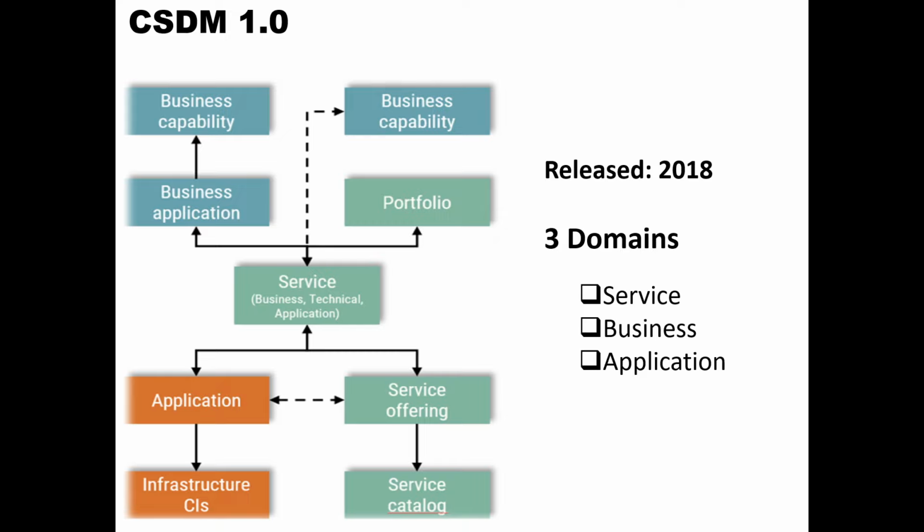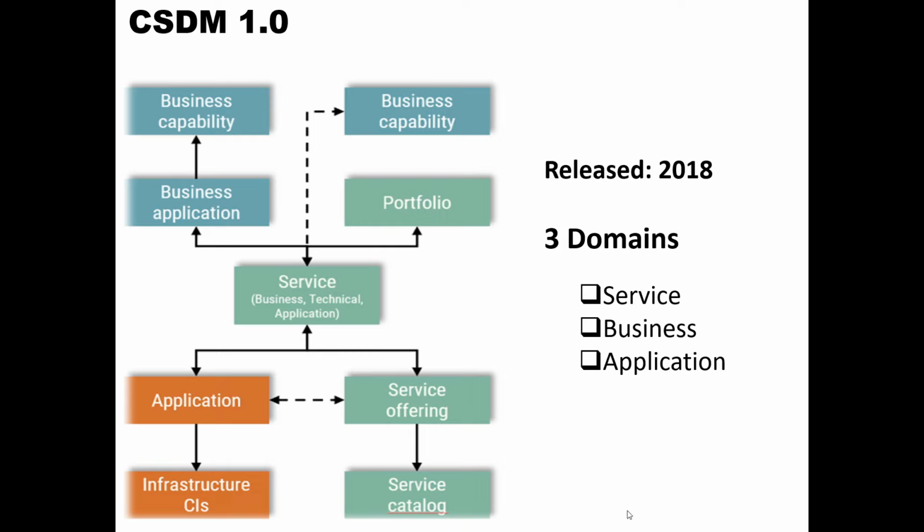So now, how did CSDM start? Something I'm trying to build up here: the CSDM evolution discussion started in 2017, but in 2018, ServiceNow released the first version of CSDM. It is called CSDM 1.0. And here ServiceNow introduced mainly 3 domains: service, business, and application. There was no concept of sell, consume, all those things. We'll discuss that particular part.